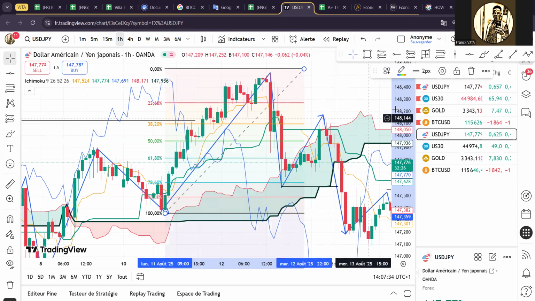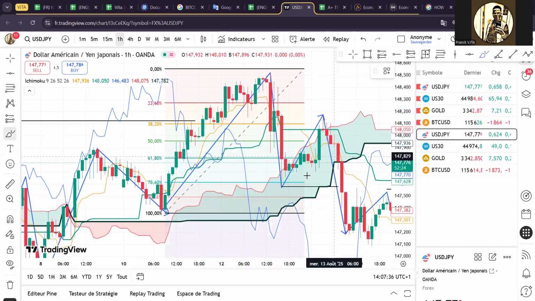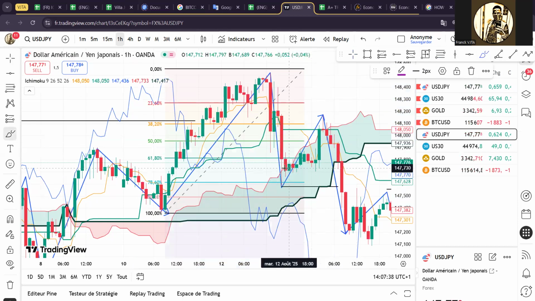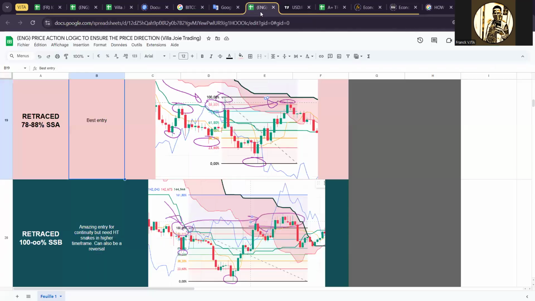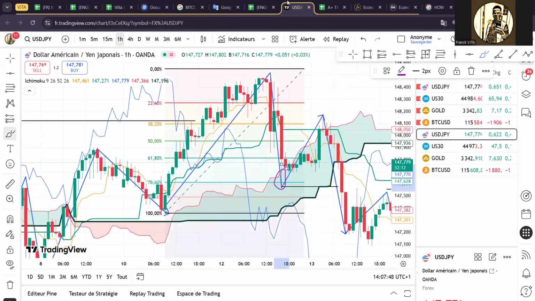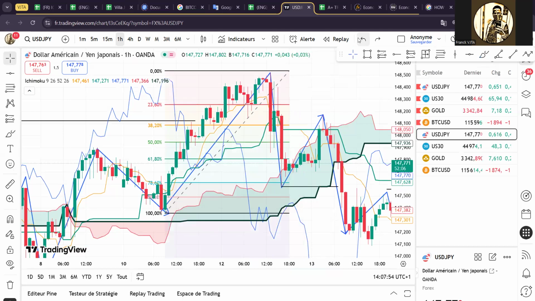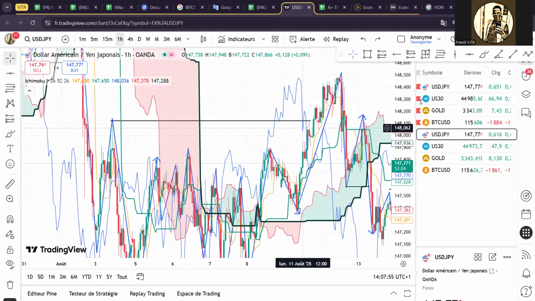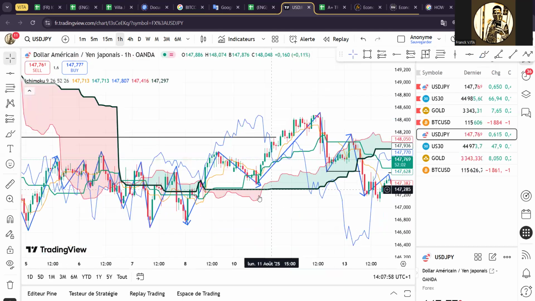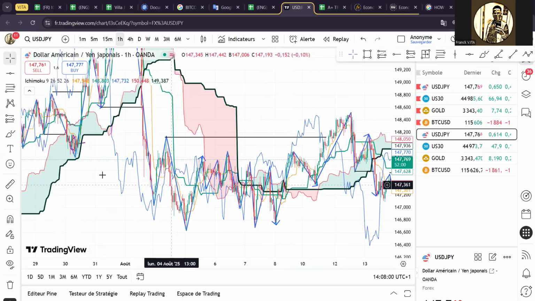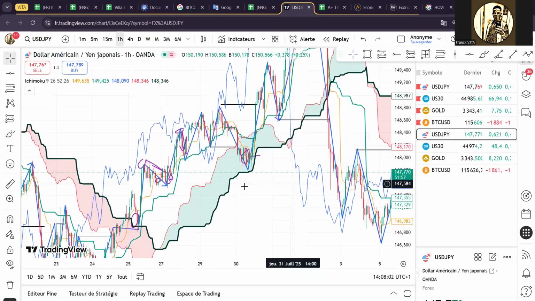The first source of SSA is at 78%. Between 61 and 78, inside 78, like this. Most of the time it will be 78, 88%. But SSB will be 100%. When the retracement comes, SSB retracement, for example, here.